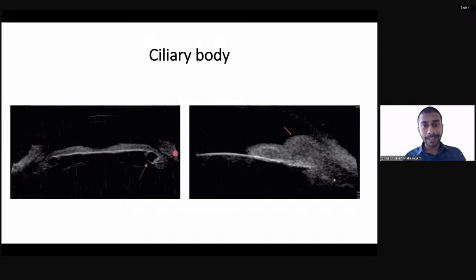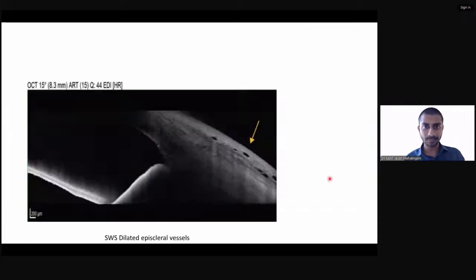So UBM can also help in identifying the ciliary body pathology which can't be detected using ASOCT. See, you can see a ciliary body cyst here. We can see a mass in the ciliary body in this area. This is a case of Sturge-Weber syndrome showing dilated episcleral vessels. This is one of the causes of raised intraocular pressure in case of Sturge-Weber syndrome.